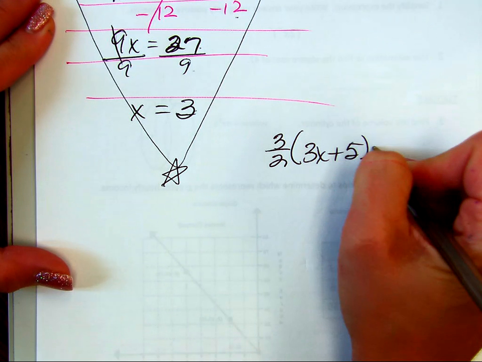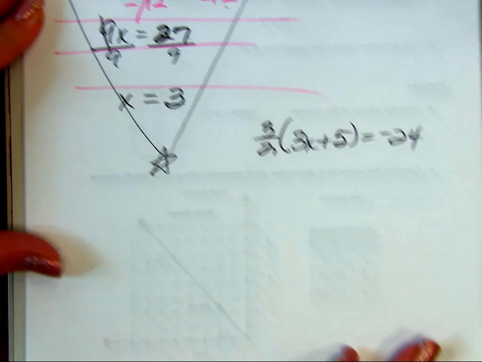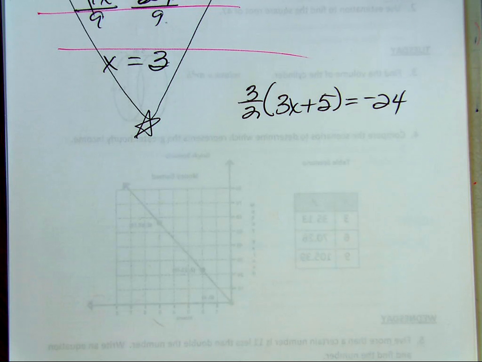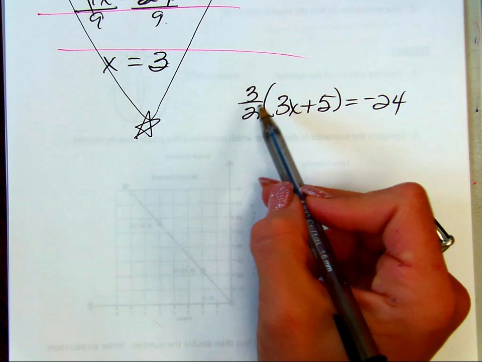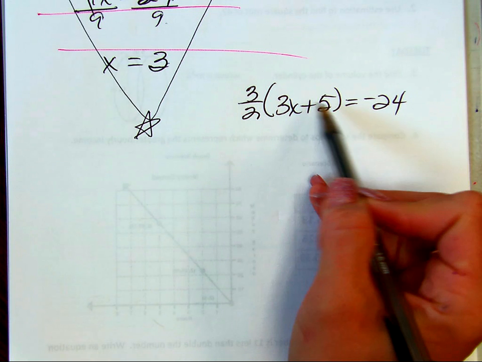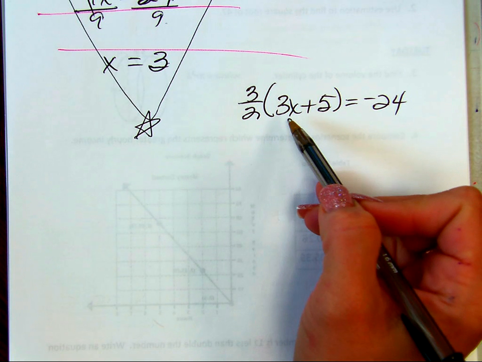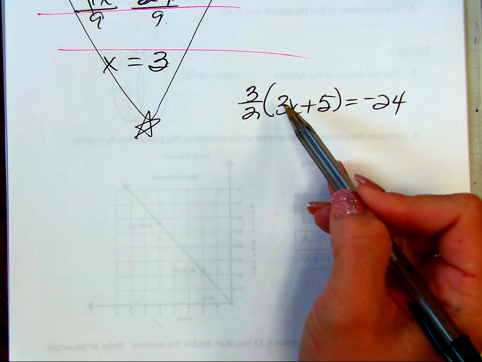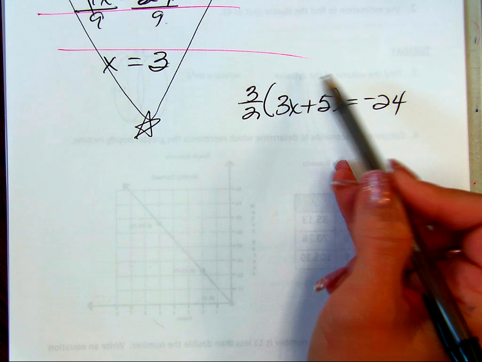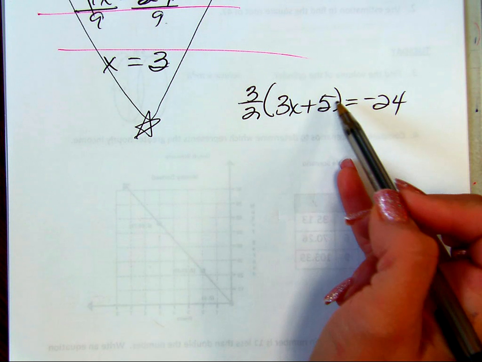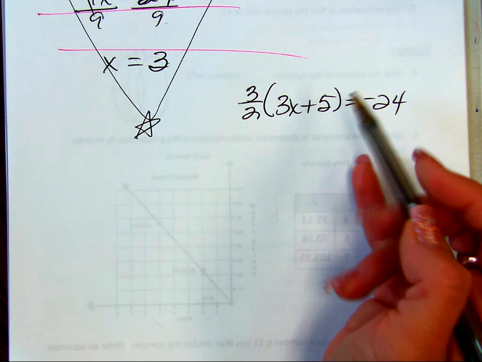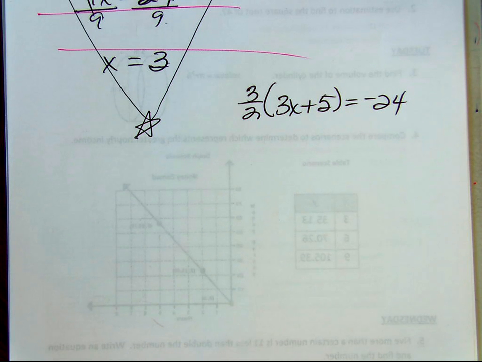Okay. I'm going to show you one other shortcut. What would you do if you had 3 halves times 3x plus 5 equals negative 24? Well, I don't know about you, but I don't mind distributing, but distributing a fraction to 2 terms that aren't even going to give me whole numbers doesn't sound like fun. Yeah, I'll get 9 halves, which I could turn into 4.5, and then I'll get 15 halves, but you know what? If you don't want to distribute by 3 halves, then don't.